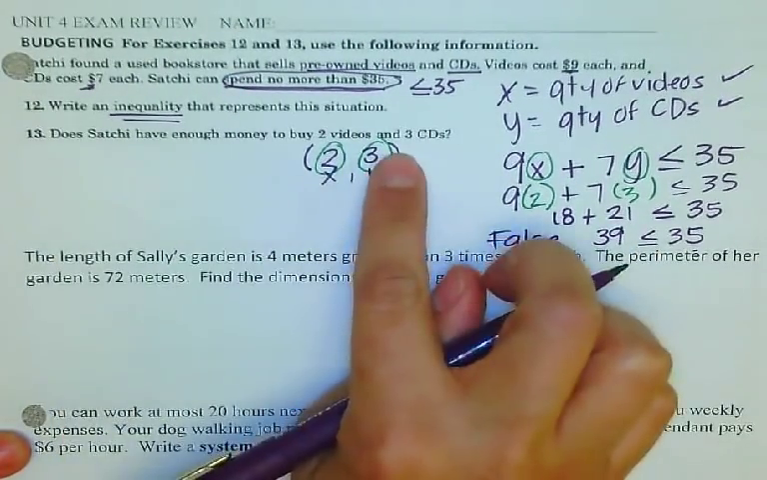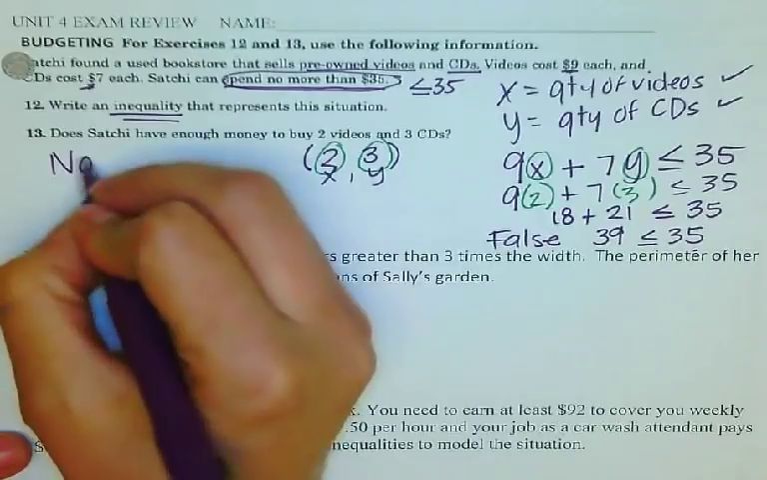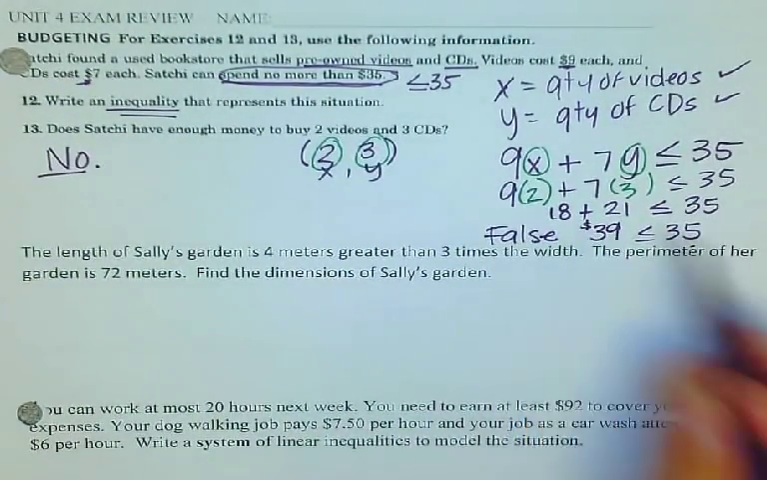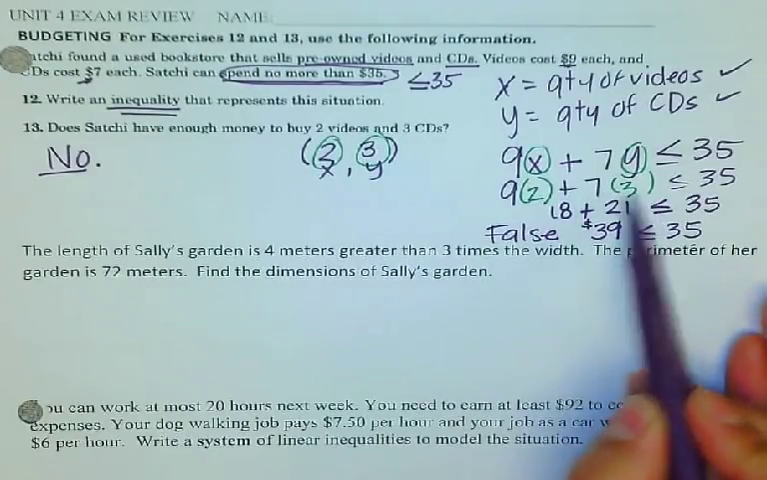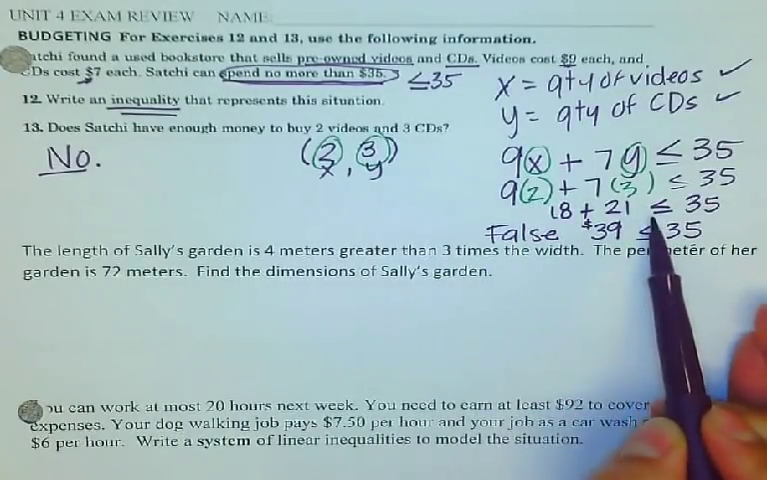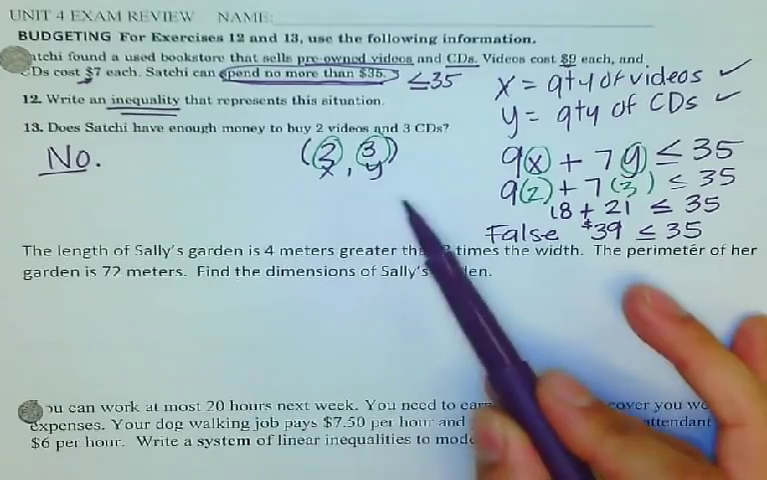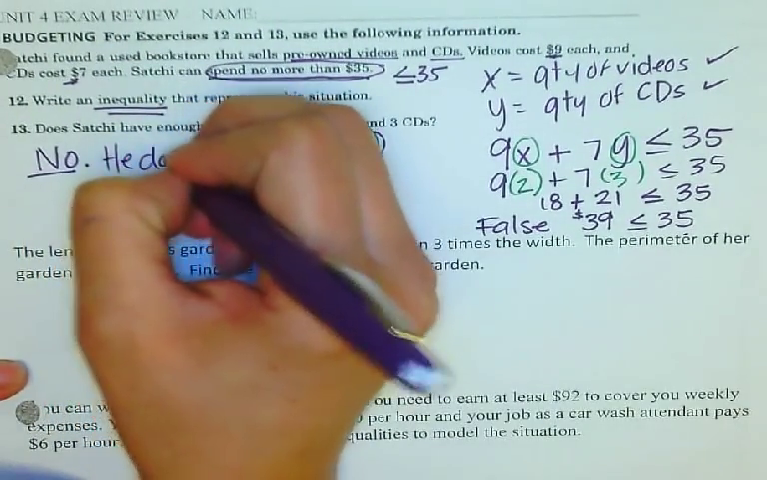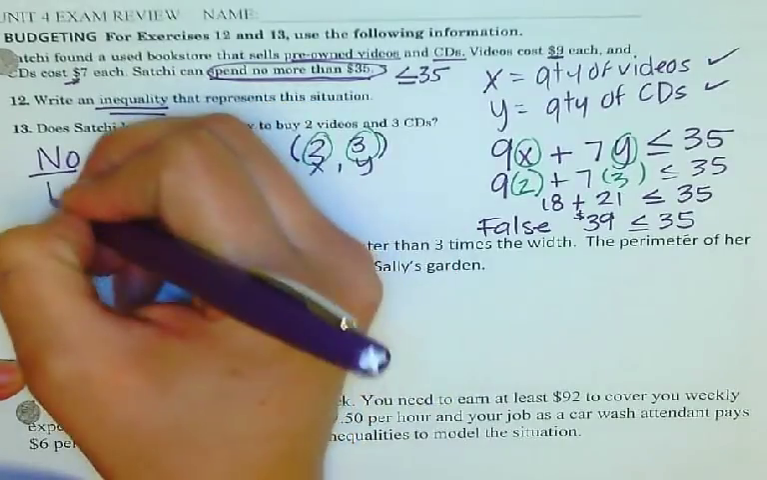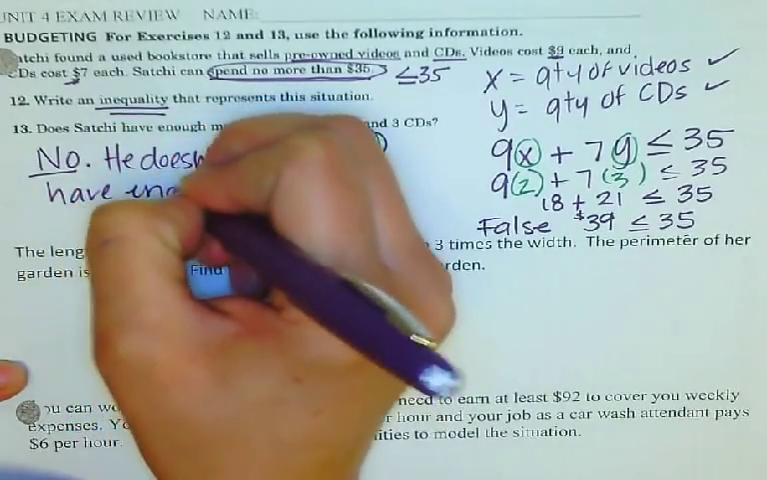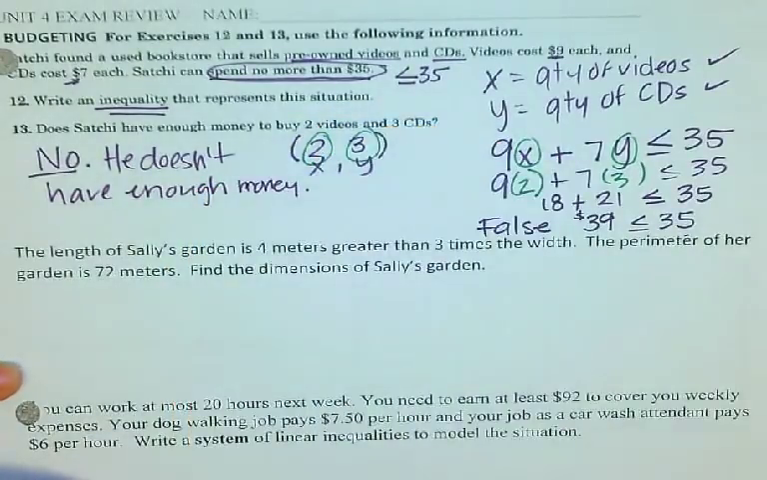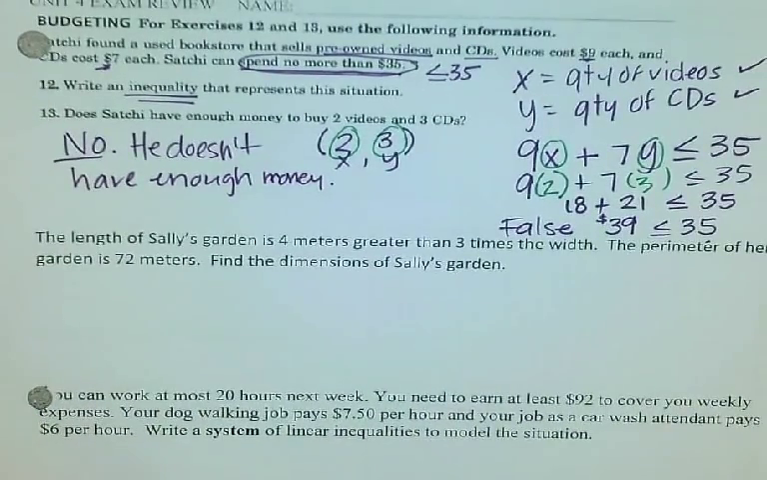So does he have enough money for that? No, he does not. He would have to spend $39 in order to get 2 videos and 3 CDs, and he only has 35. So no, he does not have enough money. All right, let's go ahead and go to the next problem.